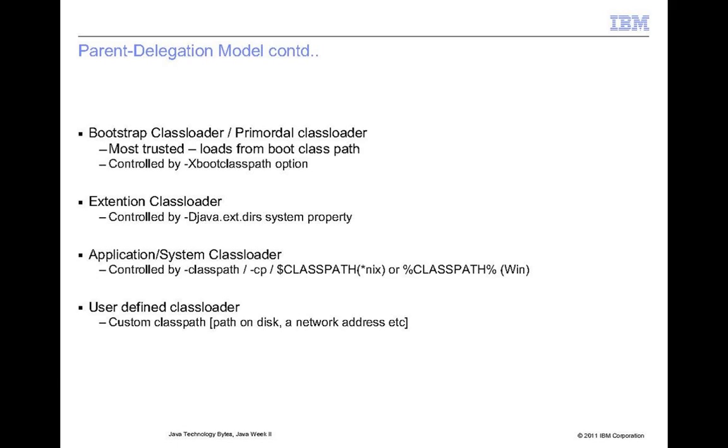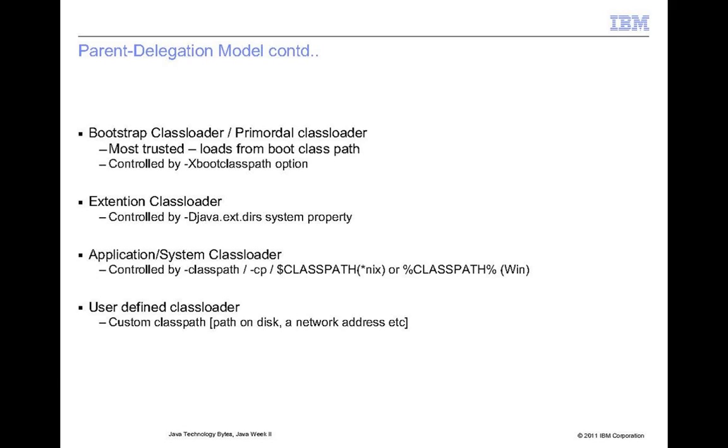And below that, if you saw the previous slide, below the dotted line, you have the user-defined class loaders. In the case of user-defined class loaders, you as the user have to specify the class path from which this class loader can load the classes. It could be a custom class path, like I have mentioned. It could be a path on the disk which is not referenced by the $CLASSPATH, or it could be a network address.